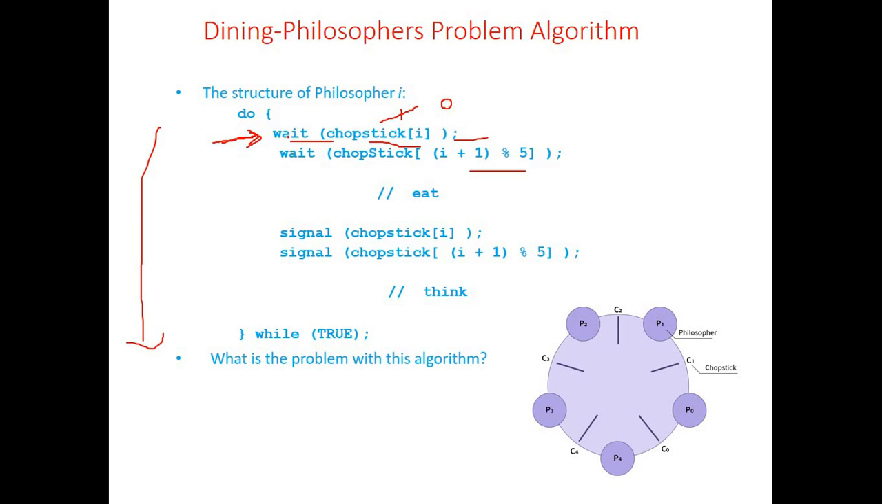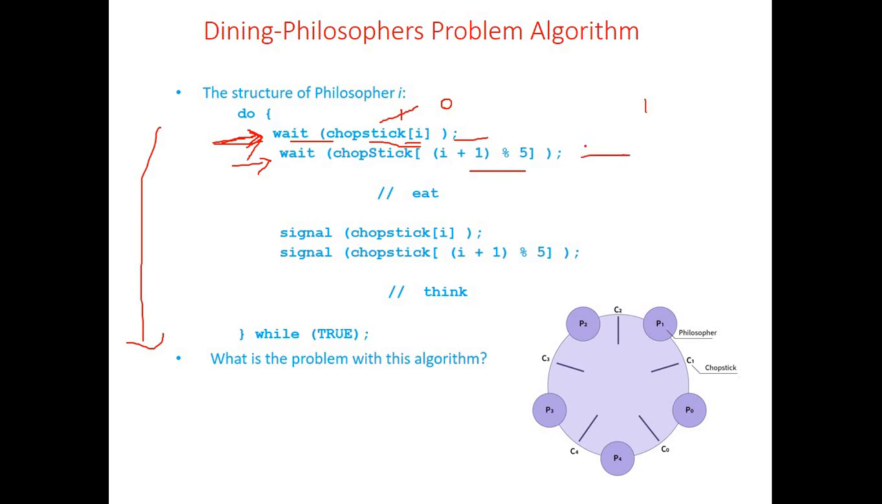In that way, the philosopher who calls the wait function will either take the chopstick or will enter a blocking state based on the availability of the chopstick value. Now let us assume that initially all the chopsticks are available, so they are initialized to 1. The first philosopher who tries to take the left chopstick will be successful. So the ith philosopher is successful in taking chopstick i. Then he tries to take the right chopstick. The right chopstick is (i plus 1) mod 5.